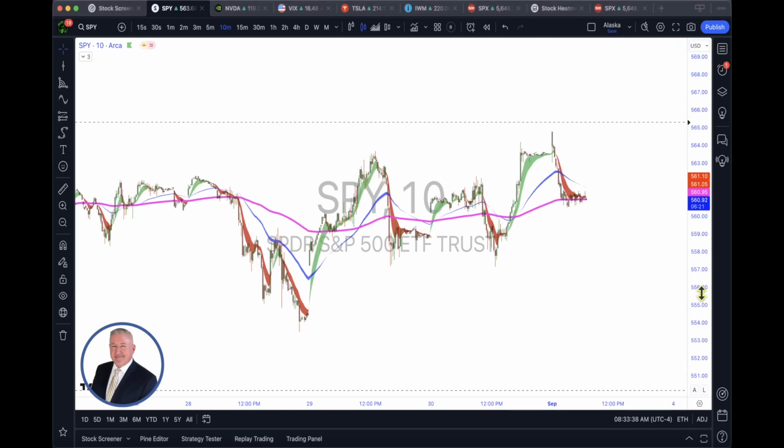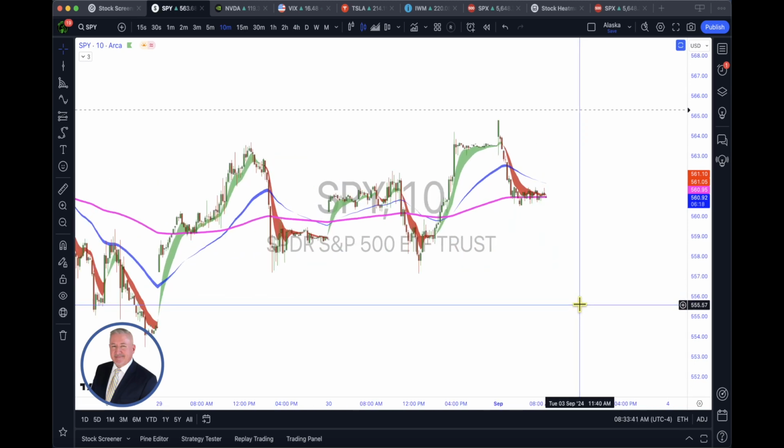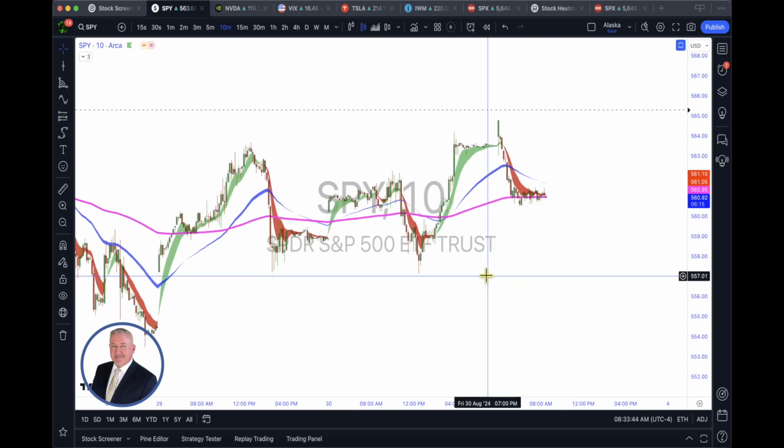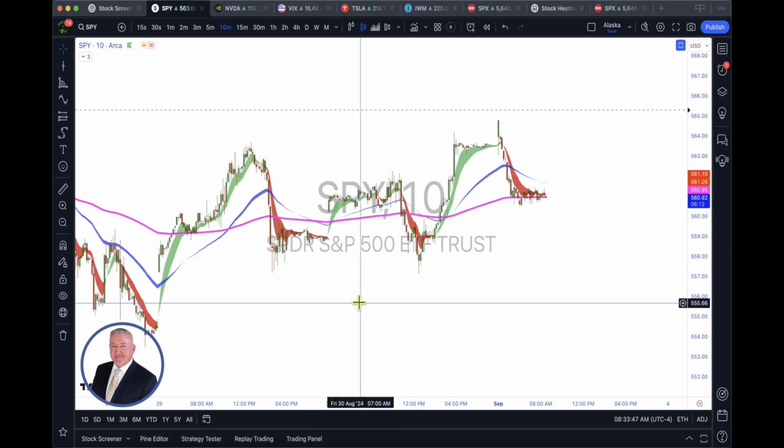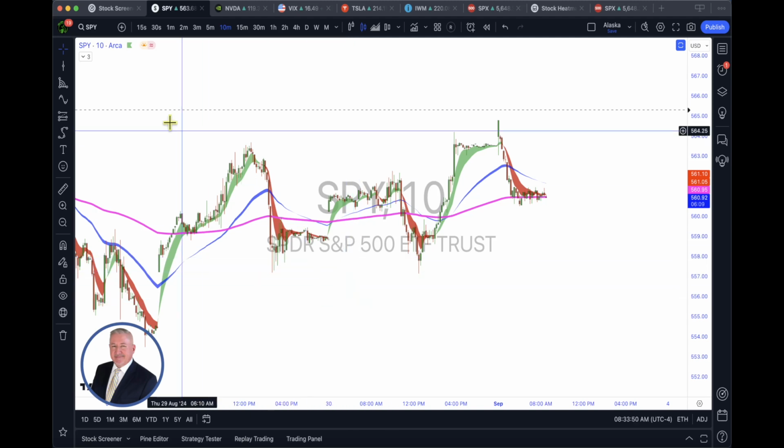Just want to go over some tips and tricks for you to trade SPY every single day if you're trading it. If you're not and you're swinging it, this will help you as well. So let's take a look at SPY, guys.